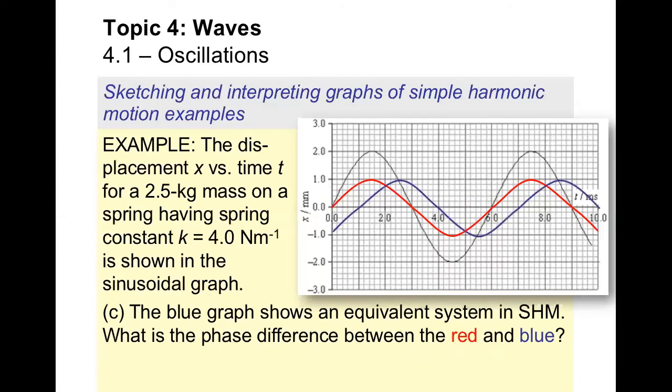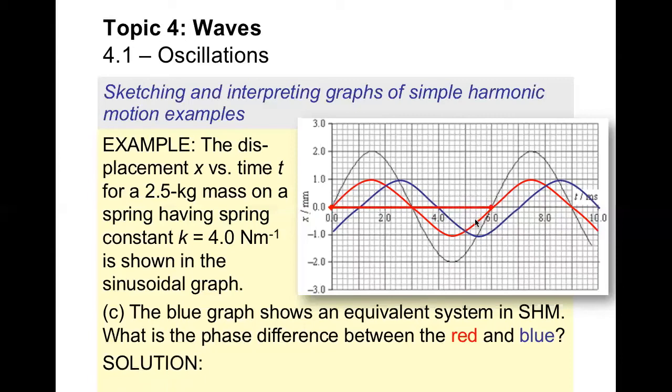Now we have another condition. There is a blue graph that is put here that shows an equivalent system in simple harmonic motion. What is the phase difference between the red and blue waves? We know already the formula here. We need to check first what the period is. The period is 6 milliseconds.